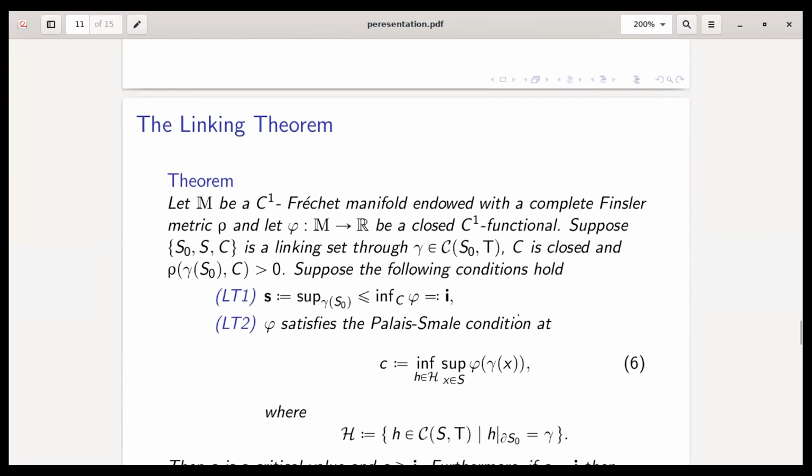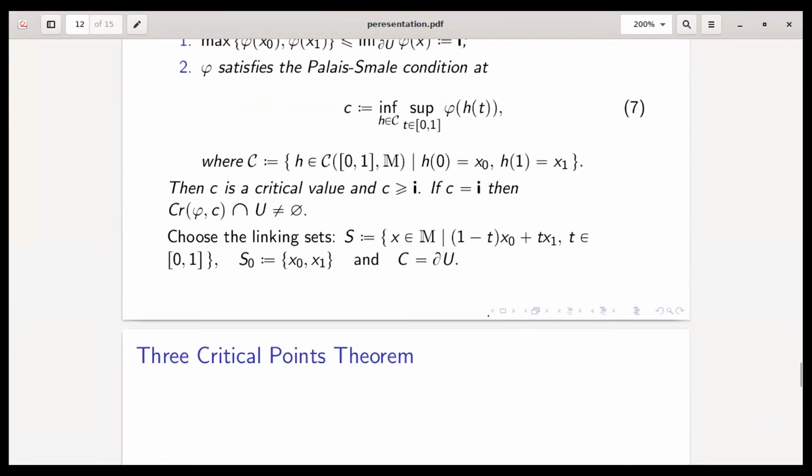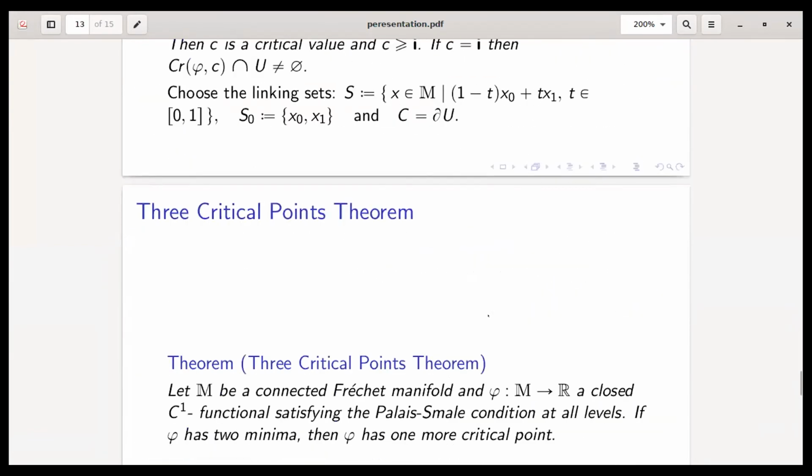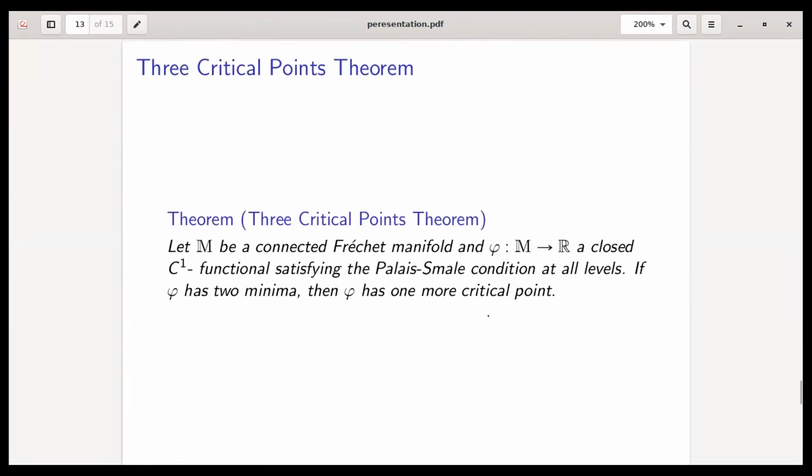Well, this principle, the linking theorem, is available for Banach manifolds. There are different versions of this theorem for Banach manifolds and Hilbert manifolds. I know we proved it for the Frechet manifold. And also, the mountain pass theorem has several interesting consequences.